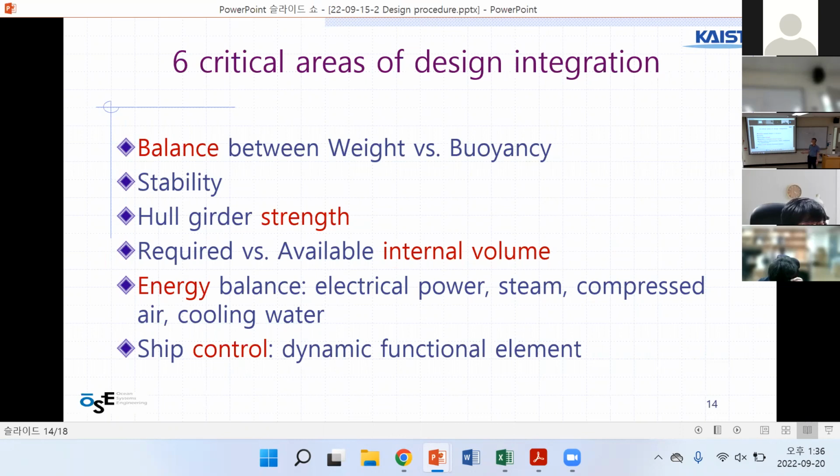Energy balance: electrical power, steam power, compressed air, cooling water. For the design of this building, they should calculate the steam boiler size and air conditioner size. They should calculate how many rooms, and each room will be occupied by how many persons in summertime and wintertime, then do the calculations. Cooling water, power estimation, and control, which is driving control.